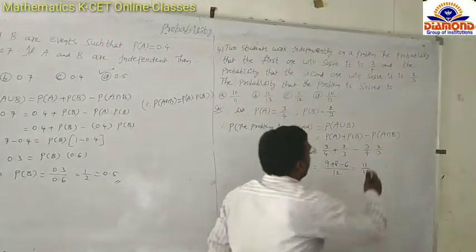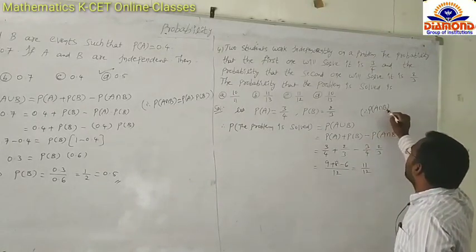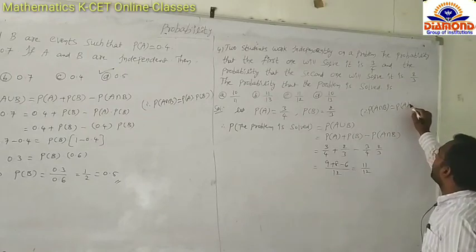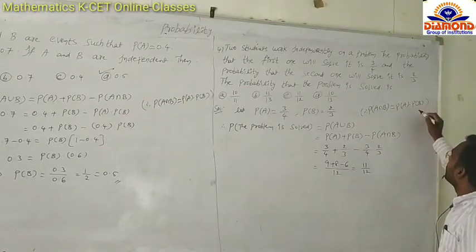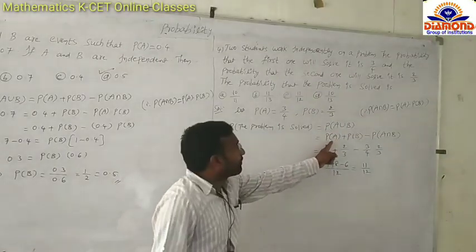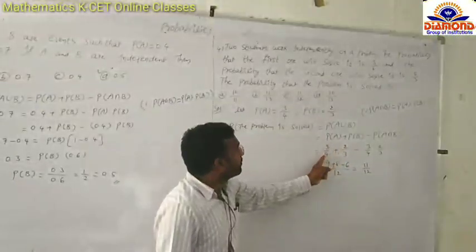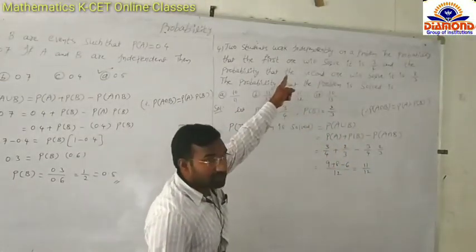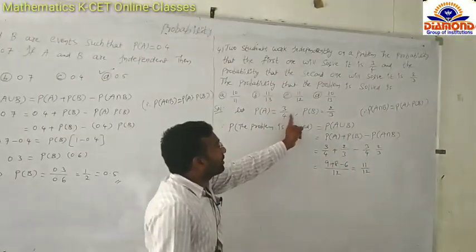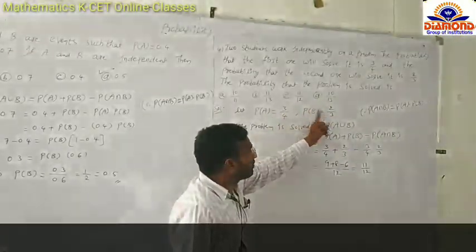That's why here also we can use the condition P of A intersection B equals P of A into P of B. Use this condition here also. So P of A union B is P of A plus P of B minus P of A intersection B. P of A value is 3 by 4, first person solving probability 3 by 4. Second person solving probability is 2 by 3. So P of A is 3 by 4, P of B is 2 by 3.